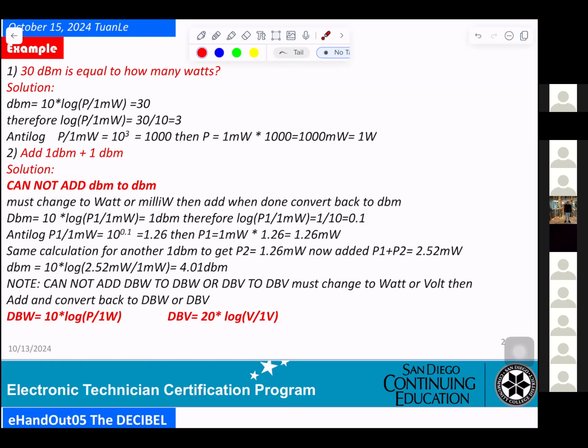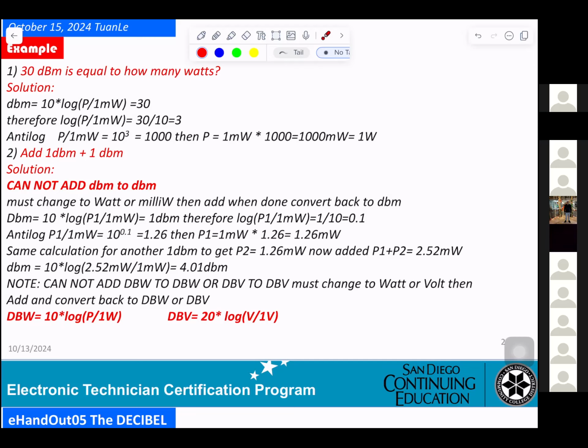Okay. So we're not using dBm. We're using watt, milliwatt, or kilowatt. However, RF, they're working in dBm. Okay? So you have to see the relation between dBm and watt or kilowatt or milliwatt. So now they say they get 30 dBm. They want to know the equivalent to how many watts.